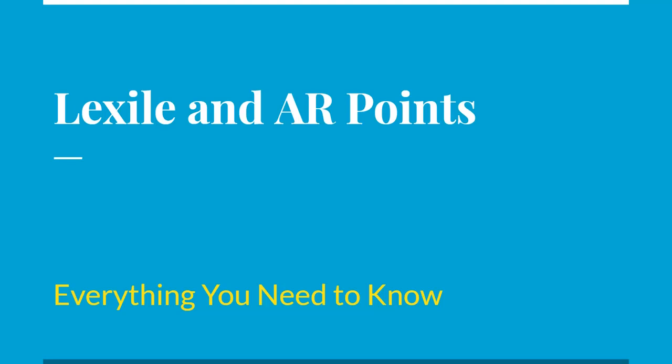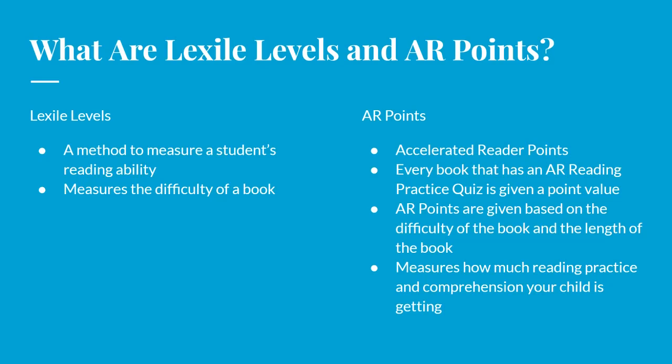Today I'm going to show you how to look up Lexile levels and AR points for books. For those of you who don't know, Lexile levels and AR points are assigned to books based on their difficulty level. To break it down further, Lexile levels are a method to measure a student's reading ability and a method to measure the difficulty of a book. And once again, the book difficulty pertains to the vocabulary in the book and the length of the book.